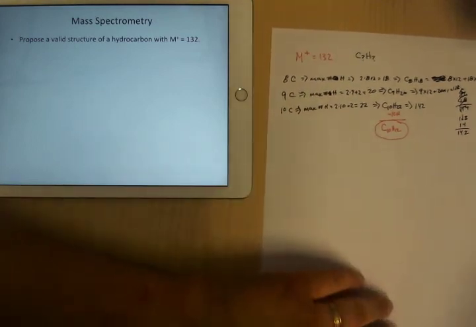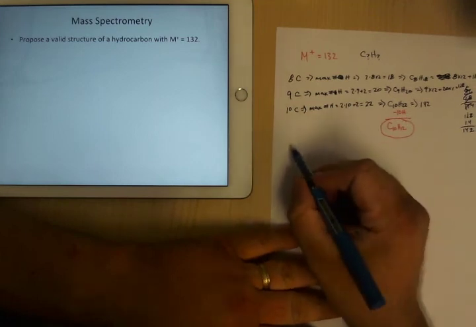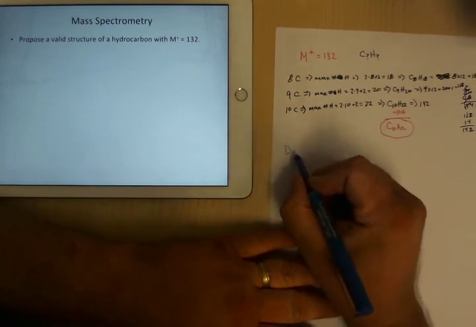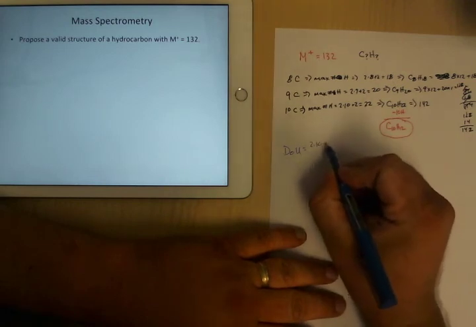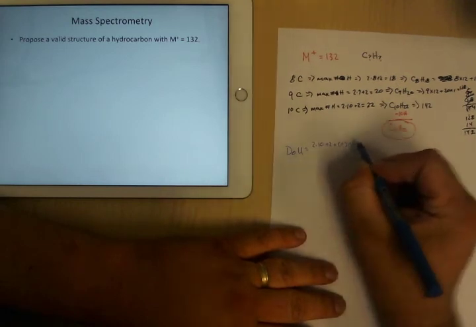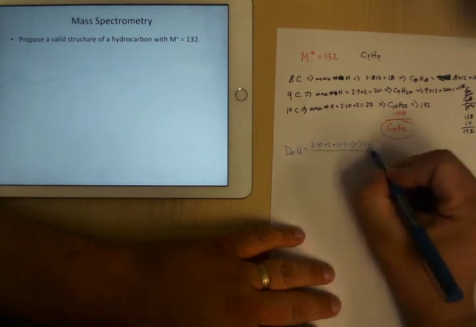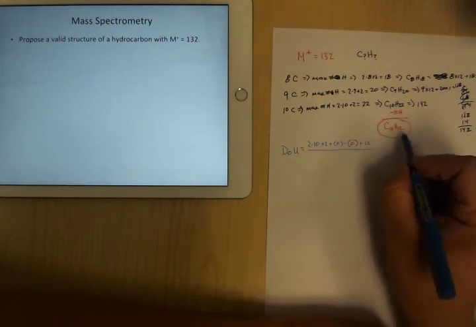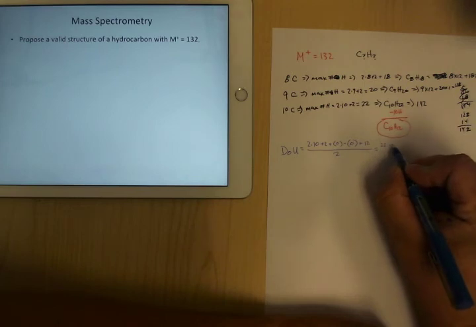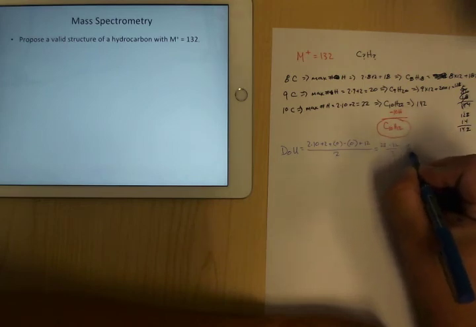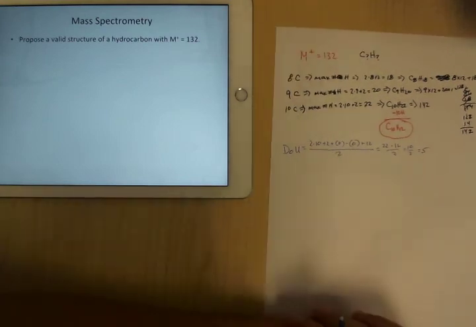That's where the DOU, the degrees of unsaturation, comes into play. You can just draw something, but how do you know quickly if it's right or not? You do a DOU: 2 times 10 plus 2. We don't have any nitrogens or halides, but we do have 12 hydrogens, divided by 2. So 22 minus 12 is 10, over 2, which is 5. That's all the information I gave you.